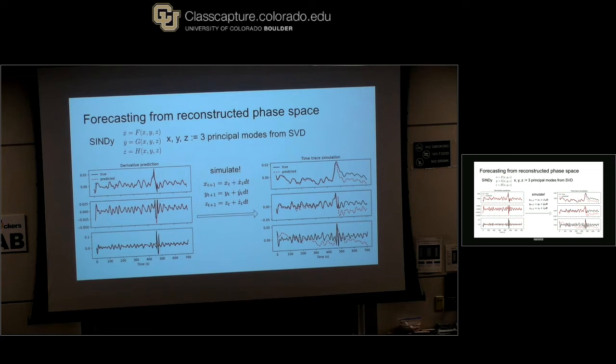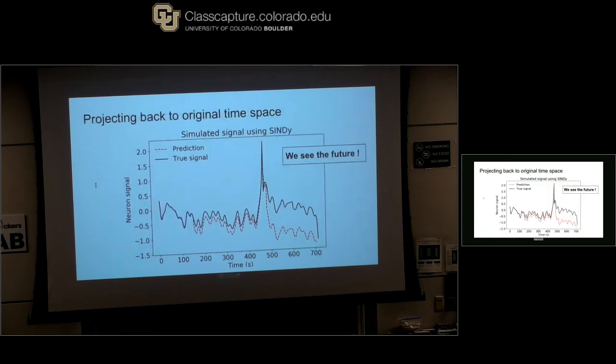And since we have a nice derivative, we simulated the time trajectory starting from the last point of the training data. As you can see on the right, our simulated trajectory closely followed the actual trajectory in the phase space. So we believe we now have a model that describes the dynamics of this neuron in the phase space. Next, we project that back into the original time space, and lo and behold, the projected time traces closely followed the actual test time trace again. So basically we were able to see the future.